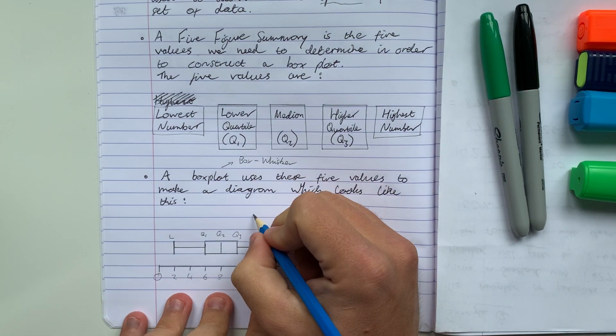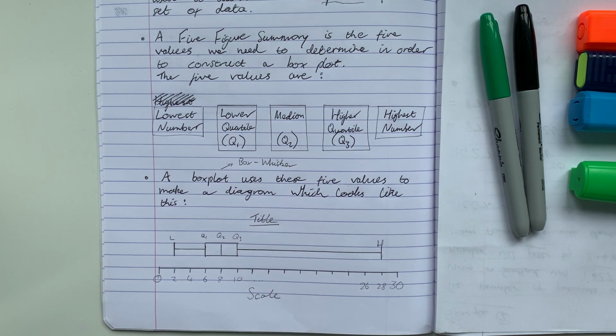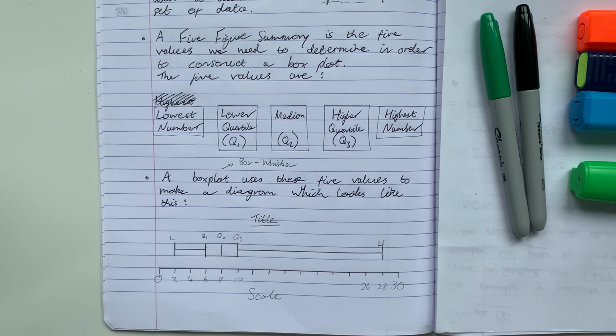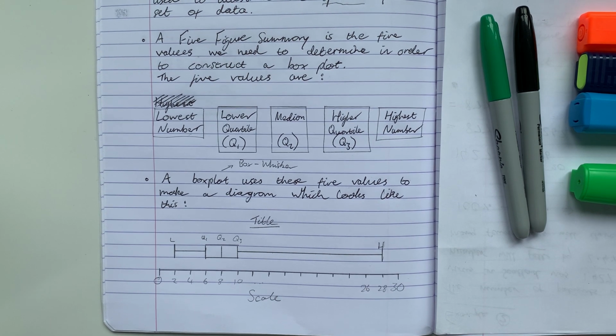You would also have some sort of title at the top. It could be something like the ages of people in a class or something like that. But in this case, this is just an example, so we don't need a specific title. And that is it. That is everything that you need to draw a box plot.